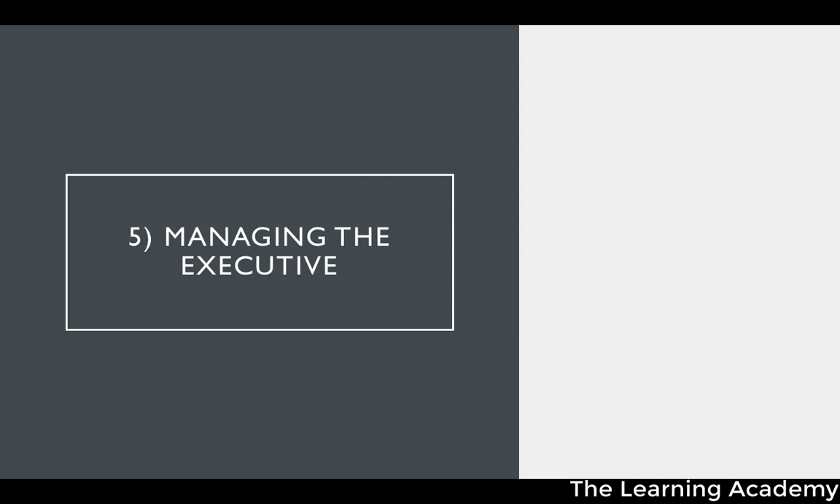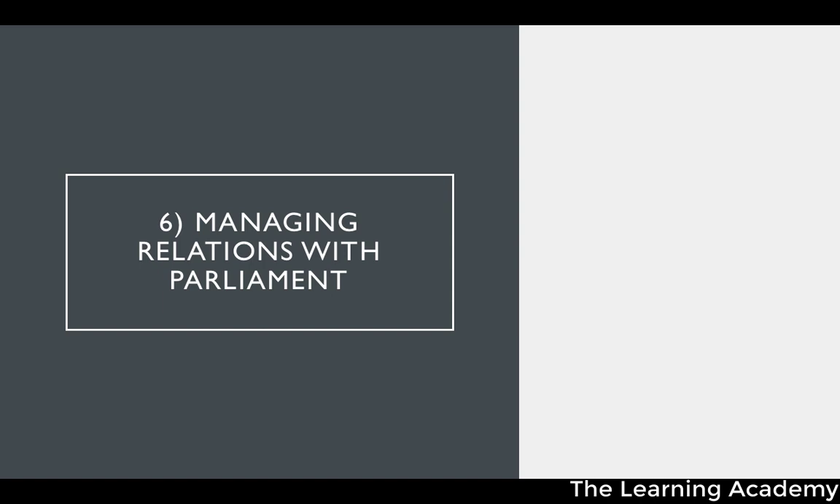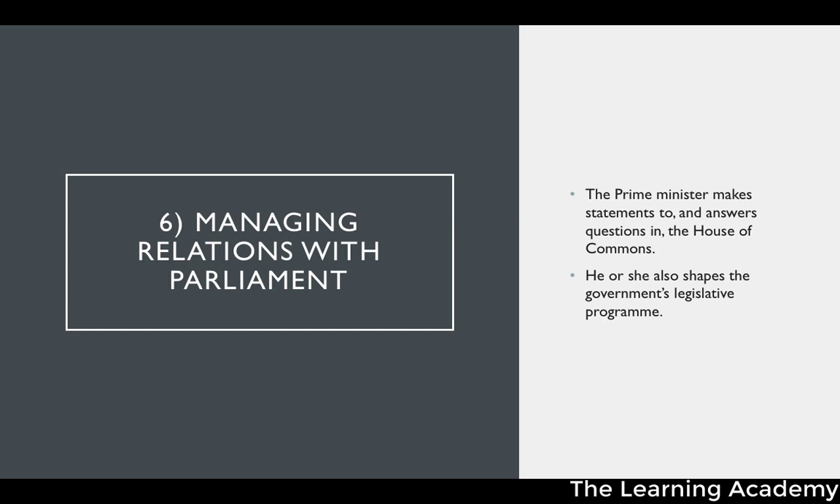Number 5, they manage the executive. The Prime Minister is responsible for the overall organisation of the government and is the head of the civil service. So he or she can create or merge government departments and reform the civil service. And then finally 6 is to manage relations with Parliament. So the Prime Minister makes statements to and answers questions in the House of Commons. He or she shapes the government's legislative programme. So the laws that want to be passed through Parliament, this is done by shaping the programme that the Prime Minister creates.